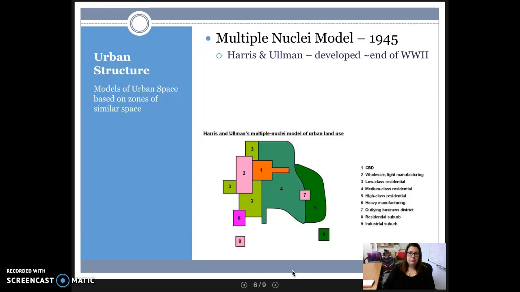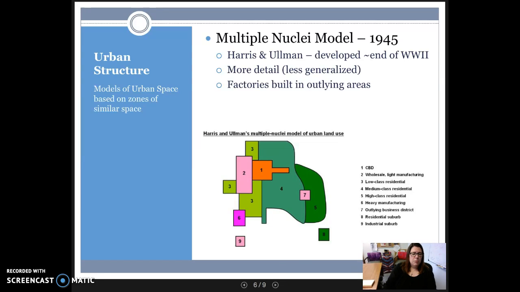by Harris and Ullman. And you can see here in the diagram, there's a lot more detail than the previous two models, digging in a little more into U.S. cities. So I'd like to point out a couple of things to you. For example, we see that we have some new factory space developing. So the area labeled number 2 is the old industrial space. It tends to be unplanned space. There is very little space for parking because it was developed before the automobile was part of our culture. And buildings tended to be more vertical in nature.